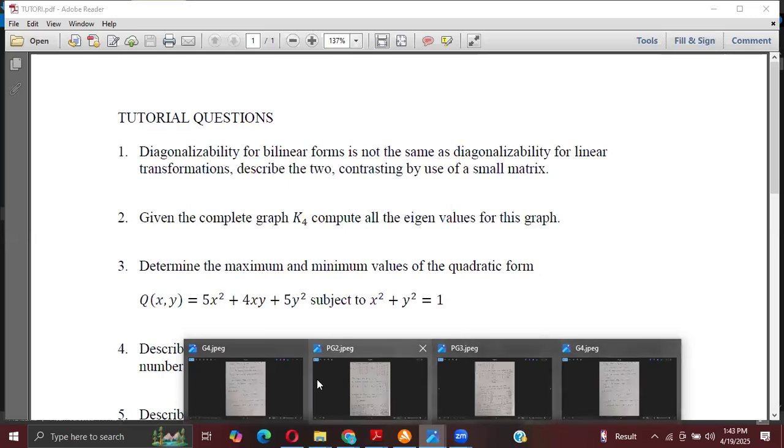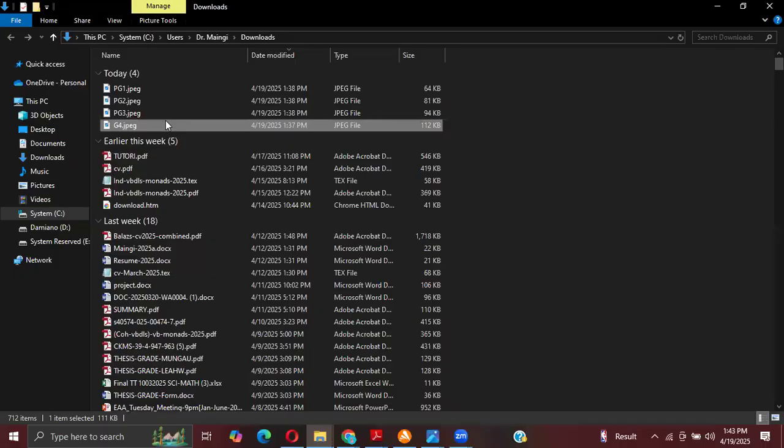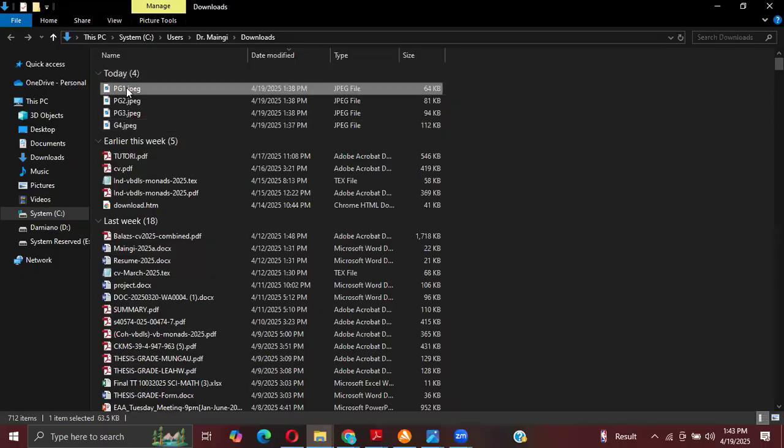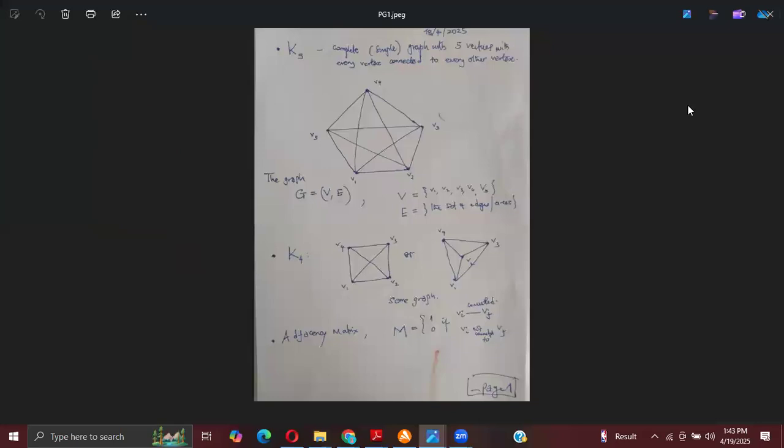page one. Where is page one? Oh gosh, now I've opened the wrong pages. Sorry. Hopefully it will open. Okay. So page one is this one there.